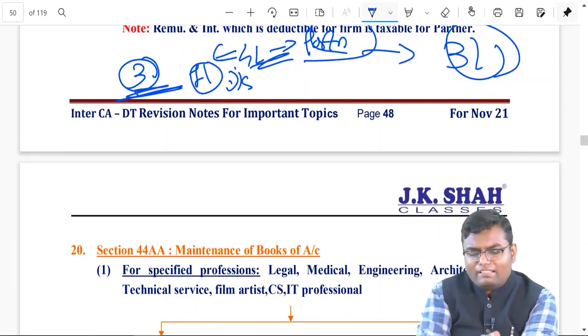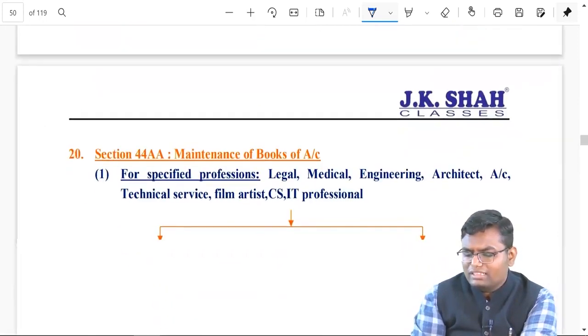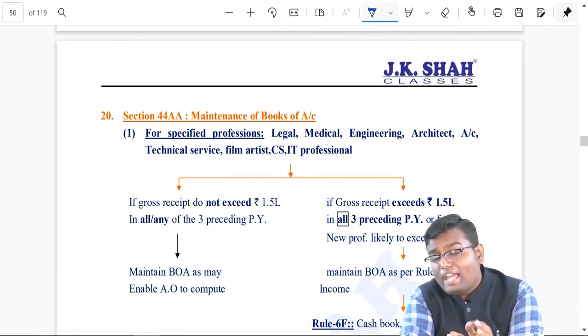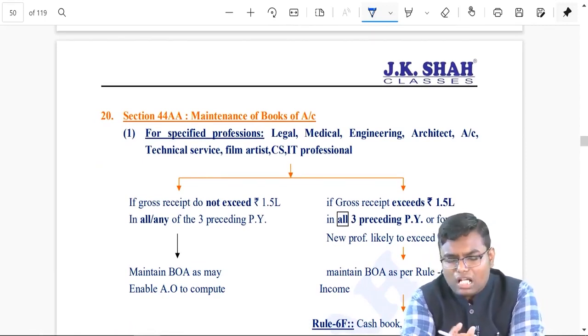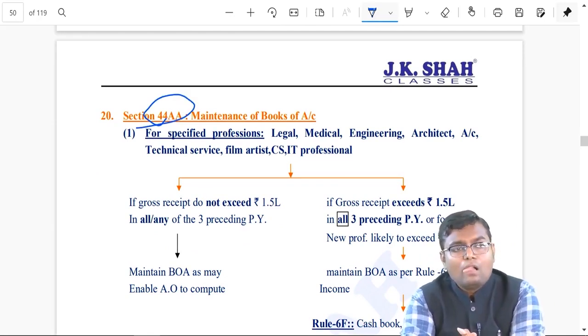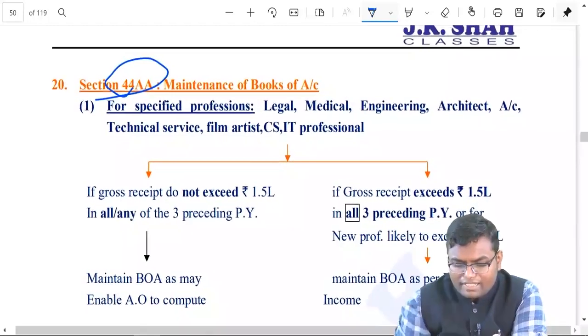Now some other administrative sections we have to start with. In that, the very first is section 44AA, maintenance of books of accounts. Now when a person is required to maintain books of accounts, that we are going to learn in this section 44AA. See, I have prepared two charts which will be very easy for you to understand.